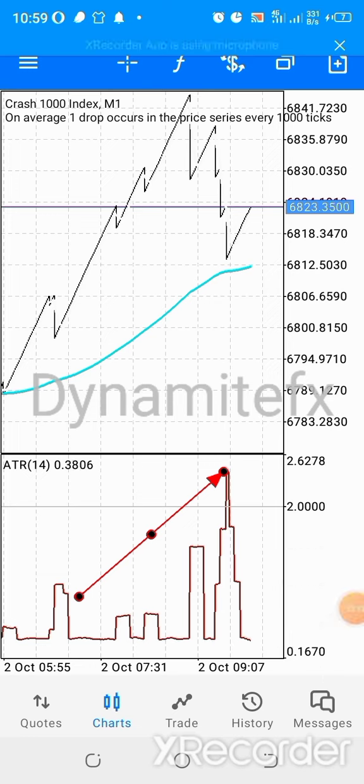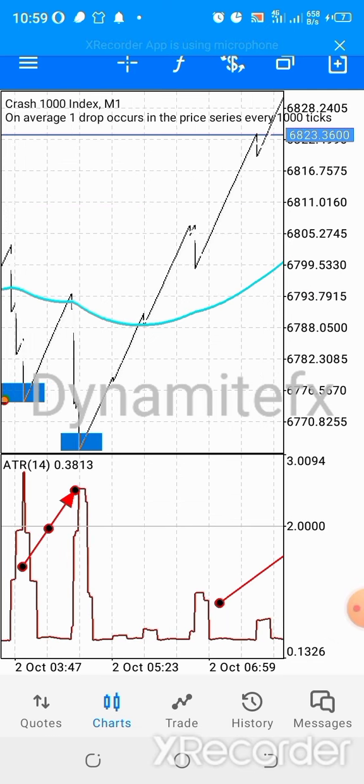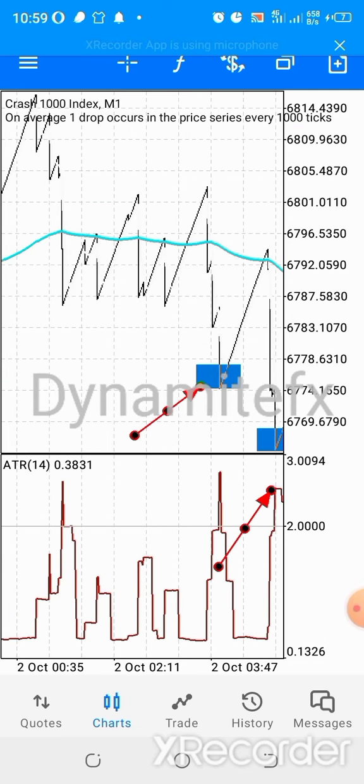Let's go for backtesting. This is one. This is three. You are very close to your 4 candles. Very close. This is the 5th one, the 4th one now.